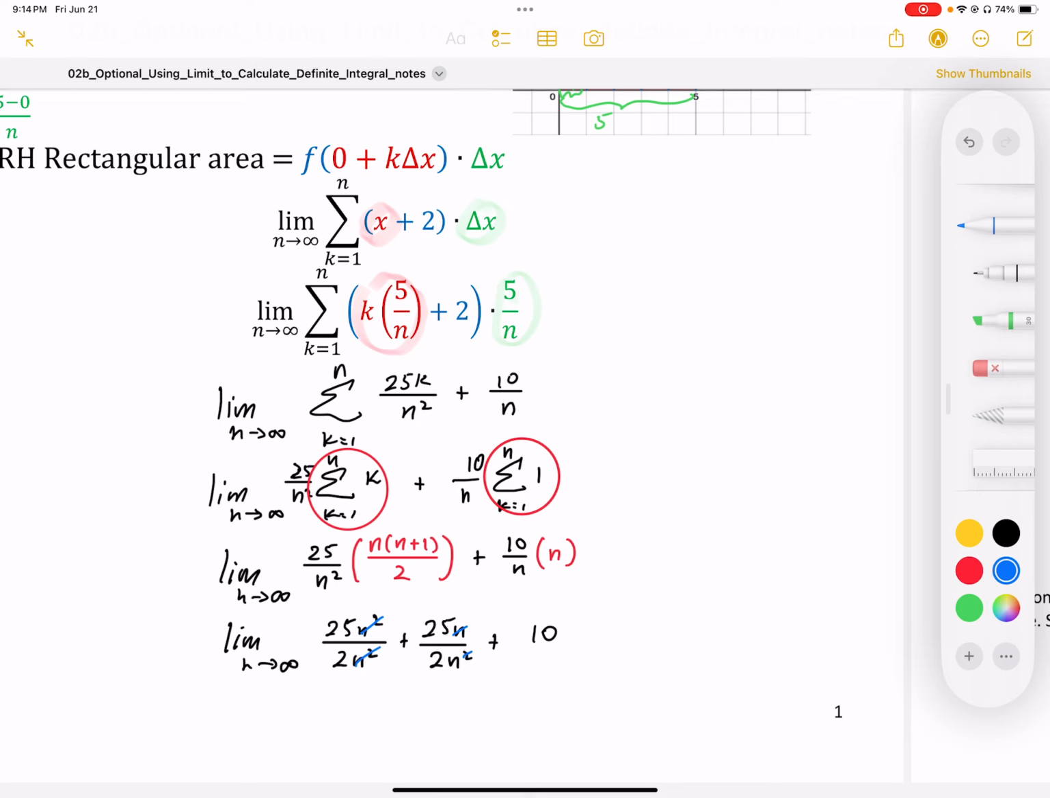Okay, here we have an n in the denominator. So when I apply the limit, I'm going to end up with 25 over 2 plus 25 over 2 times infinity, since there's still an extra n left over, plus 10, and that gives me the area that I'm looking for, 12.5 plus 0 plus 10. So there's my 22.5 units squared of area.